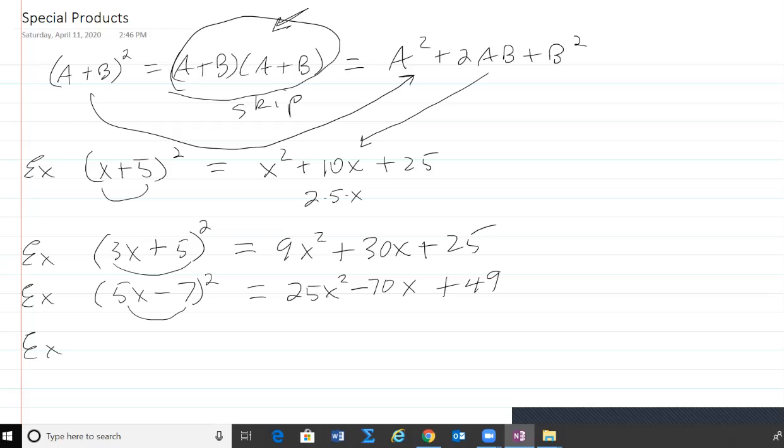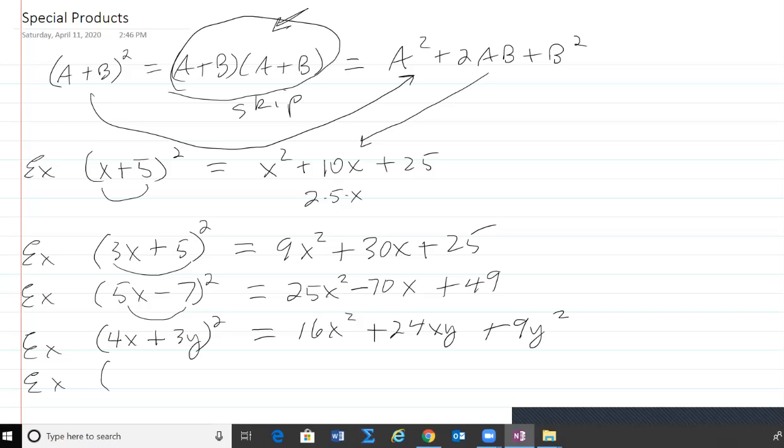Okay, let's try 4x plus 3y. Let's say you're going to try to expand that. Well, it would be 16x squared. Now you're going to have plus because it's a plus in the middle. You have this times this is 12xy, and you're going to double that, so it's 24xy. And then finally, the last term will be a 3y quantity squared, which makes a 9y squared. And it's finished.